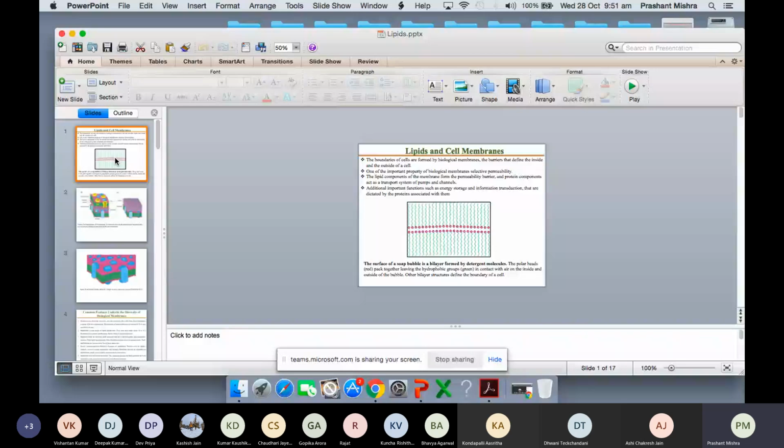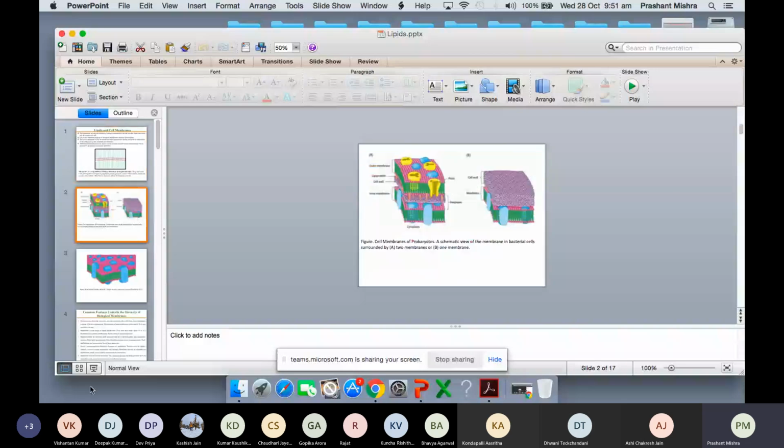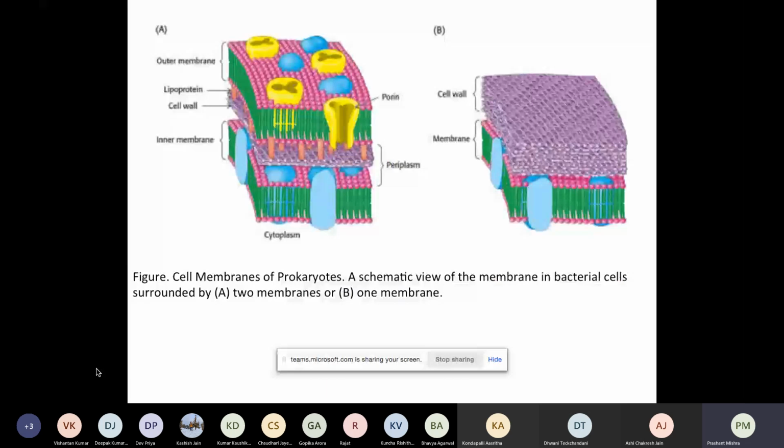And for cell membranes, we will talk about what they are, where they are present, and how they look. You might have learned about the cell membrane present in bacteria, and you have different types of cell membranes. That means they may have an outer membrane and an inner membrane, but there is a lot of similarity between all the membranes.